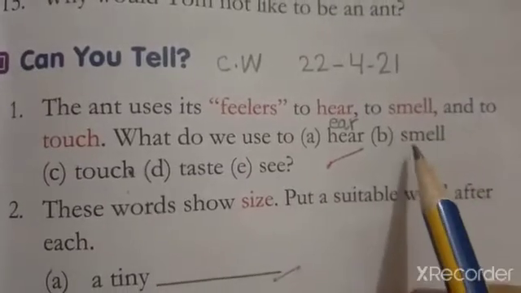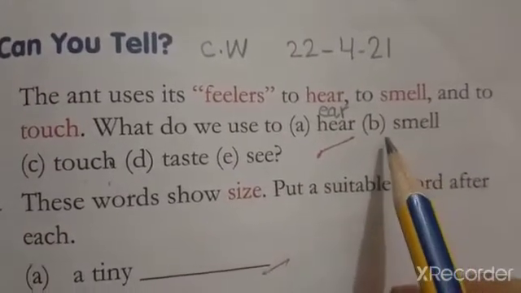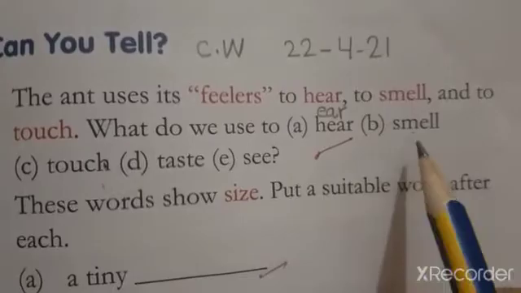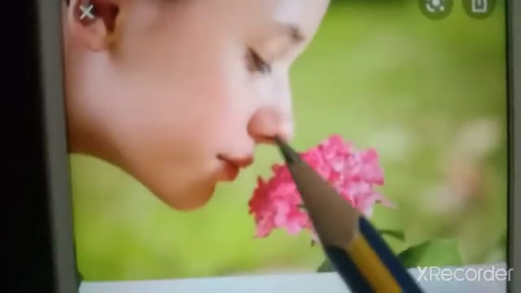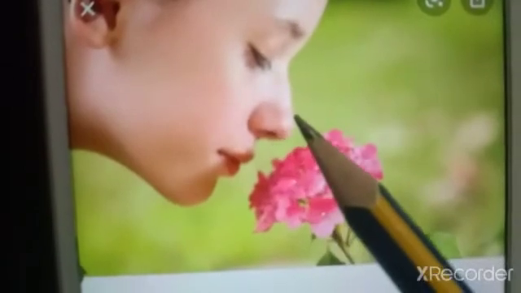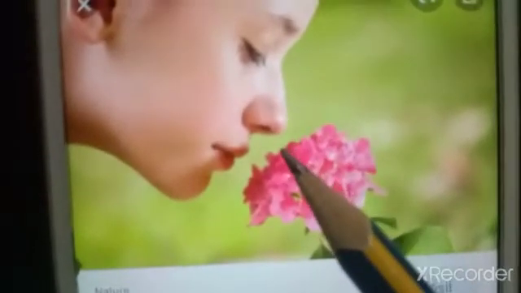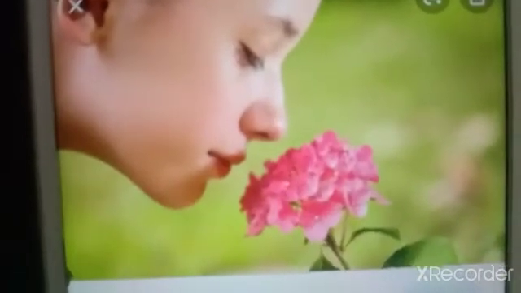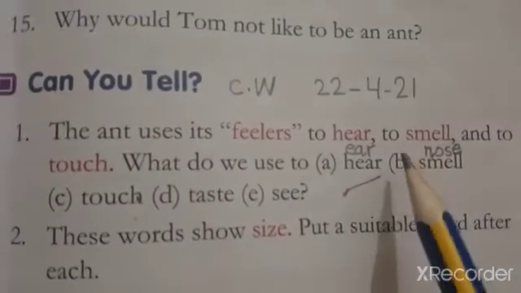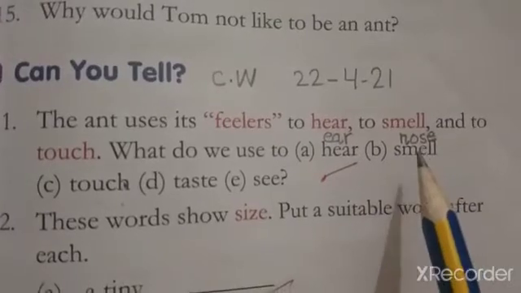Read out the next word, that is smell. Can you tell me what we smell with? Yes, look here in this picture. We smell with our, yes, it's nose. So here you have to write we smell with nose, NOSE. Write it here. Like this you have to write it neatly in your book with a sharpened pencil.